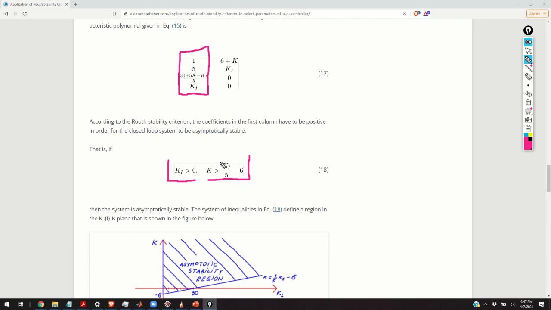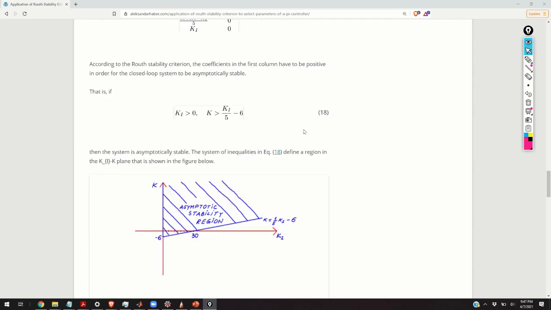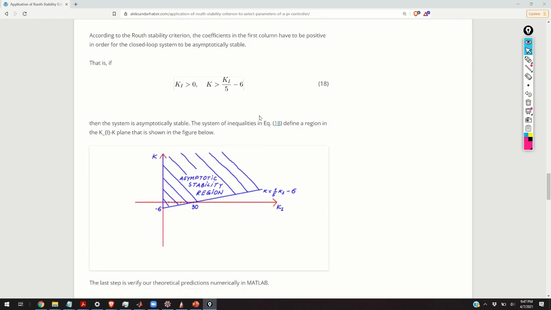Now, what is interesting to observe is how these two inequalities can be represented graphically. They're not equations, they're inequalities, and they correspond to this region in the parametric plane ki and k. So any point over here with the coordinates ki and k will render the system stable.